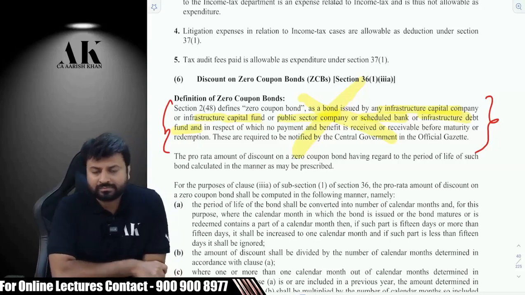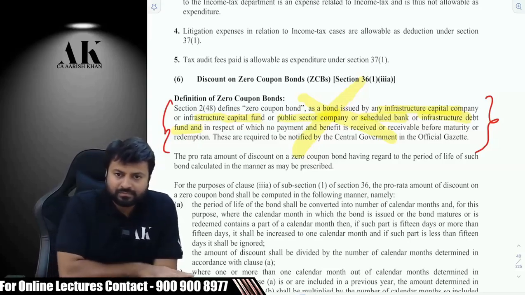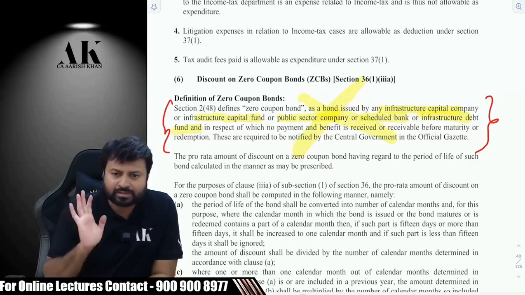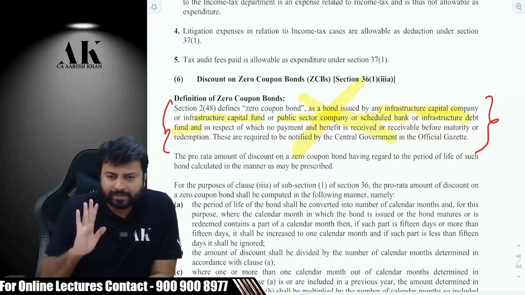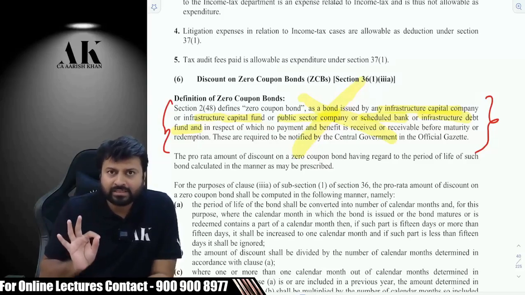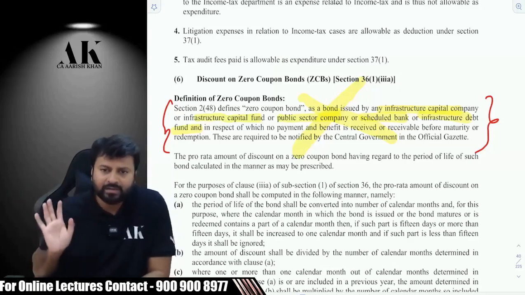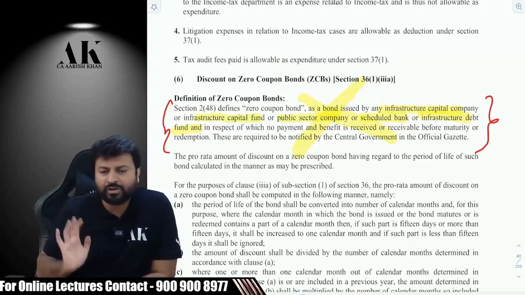The receiver, does he have to be a specific kind of person? No, he can be any person. The investor can be any person. It's very clearly written that these 5 people can issue the bonds. They don't mention the investor. And the condition is that whoever is issuing, out of these 5, should not receive any money till the last maturity. Whatever they receive is on maturity only.